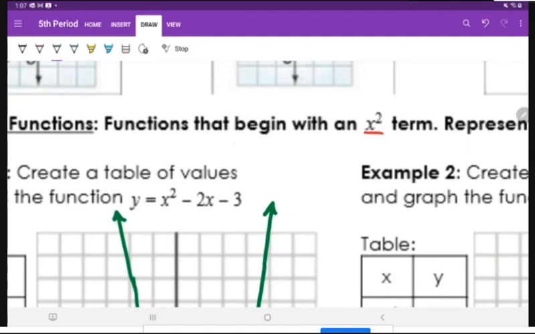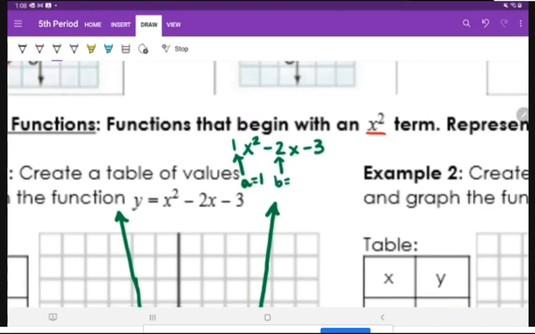So if we have x squared minus 2x minus 3, A is the number that's in front of the x squared. What number is written there? 1, exactly. We don't usually write it, but there is a positive 1 in front of that x squared. So A is equal to 1. B is the number that's connected to the x. So what's B in this case? -2. I heard some people say -2. Good catch. The sign is also important. So our B here is -2.